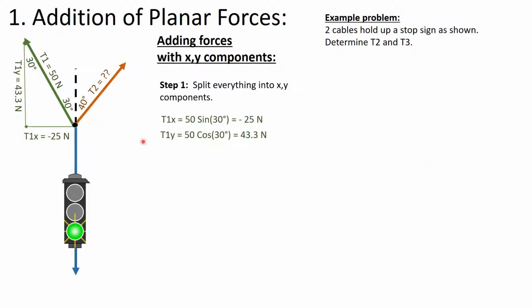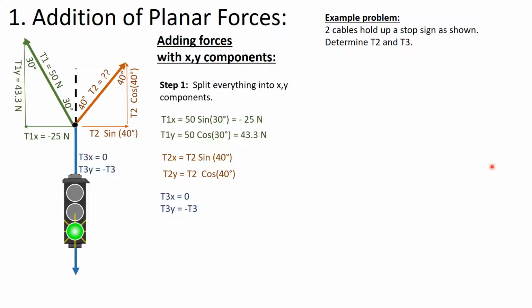So here is the first vector in the x and y components. Here's our next component, and you see we have a positive x force this time, and both of these have positive y, and those y forces are holding up everything that the stop sign is pulling down.